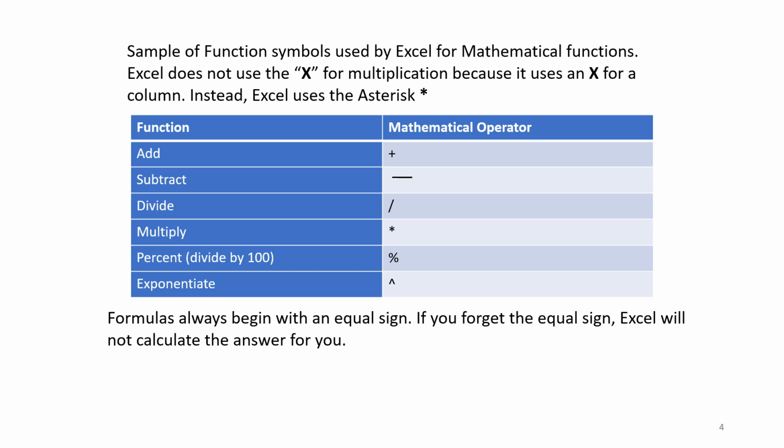Sample of function symbols used by Excel for mathematical functions. Excel does not use the X for multiplication because it uses an X for a column. Instead, Excel uses the asterisk. Formulas always begin with an equal sign. If you forget the equal sign, Excel will not calculate the answer for you.